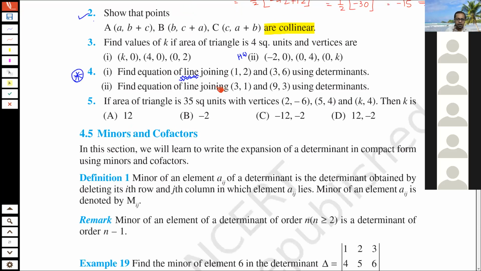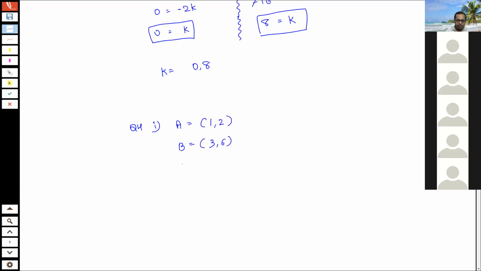Now we will use the same concept of triangle, but what I will do to find the equation, I will introduce third point with the variables x and y, because they are asking us the equation. So in equation, x and y are present or not? Yes, sir, they are present. So we need to introduce this.